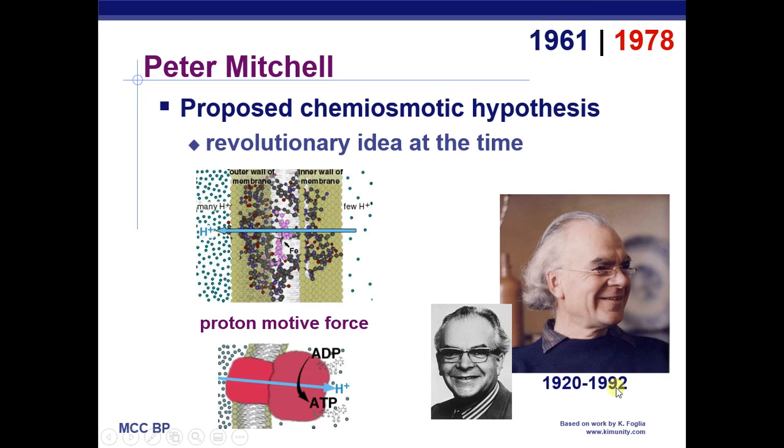Here is a picture of Peter Mitchell, who first proposed the chemiosmotic hypothesis. And at the time, it was a revolutionary idea. No one was really sure how this worked, but he was the first one to lay out what I just explained to you, and it changed a whole bunch of the ways that we understand even the most basic biological processes.